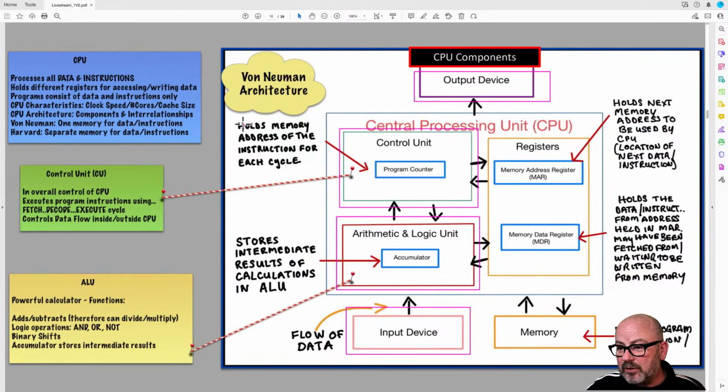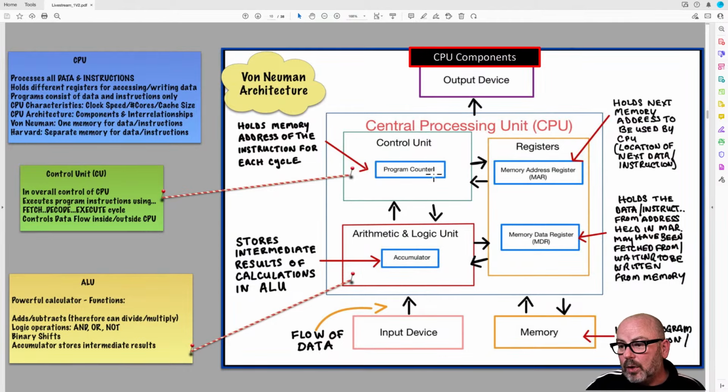These definitions that I've put around the side are the ones that you need to learn, all right? So I'll come and look at these in a bit more detail. So what we've got now, let's go back and look at these.